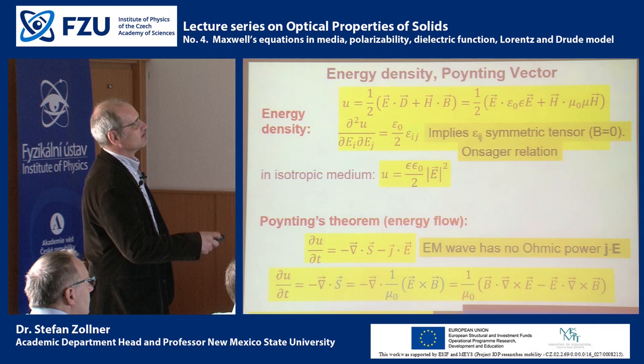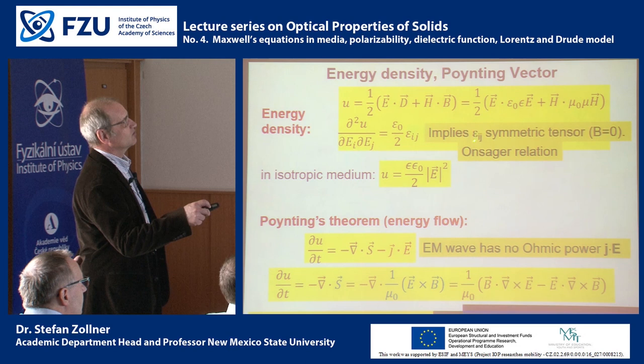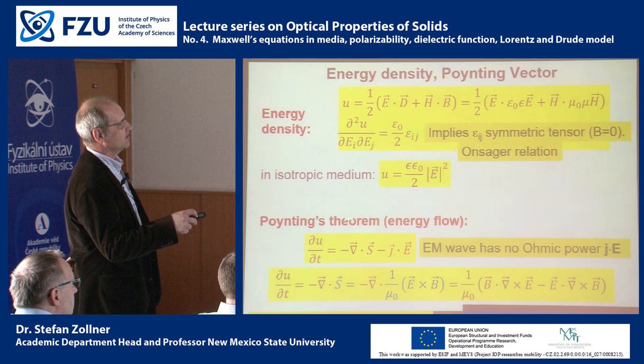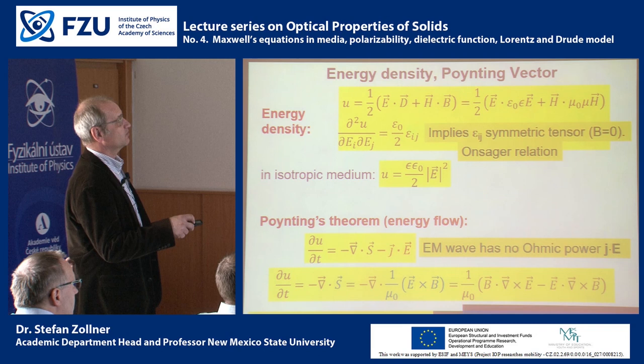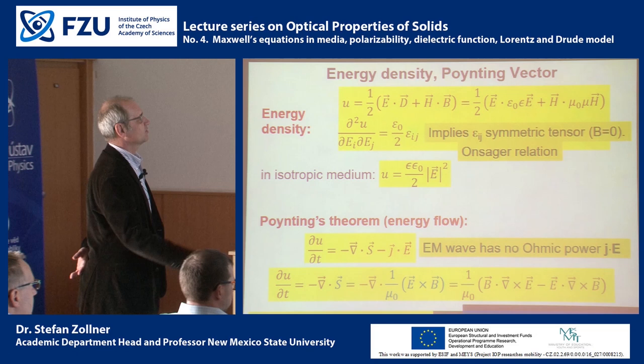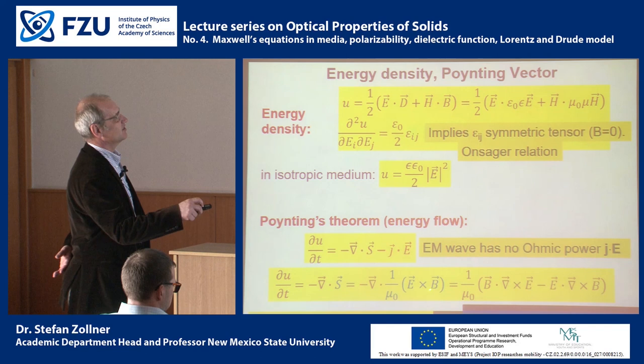So that's the energy density, which tells us that the dielectric tensor is symmetric. And then if we have the energy density, then we can ask, well, what is the direction of the energy flow? And that is given by the Poynting vector. The interesting thing here is that we conclude from that the longitudinal modes cannot carry any energy, because for the longitudinal mode, this field is equal to zero, so there's no energy contained here.